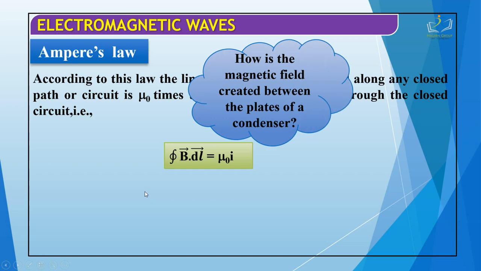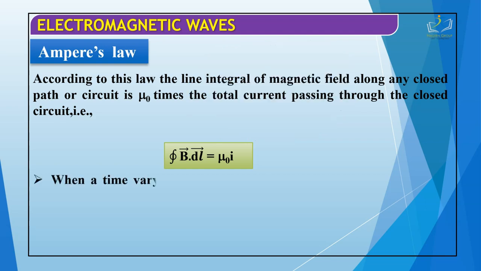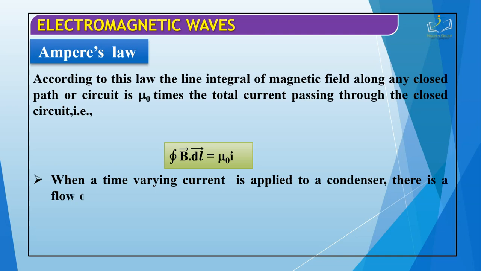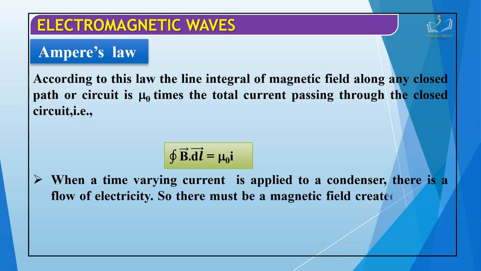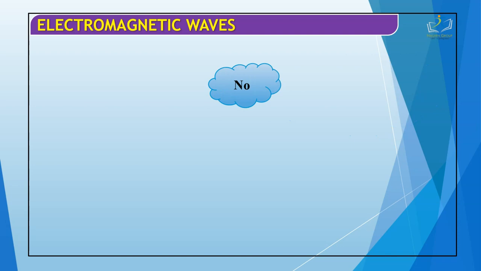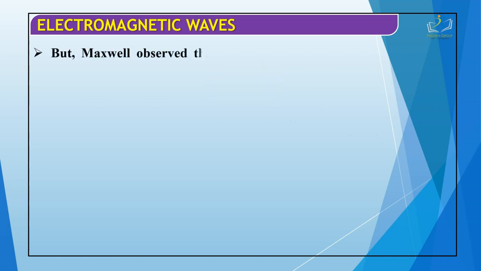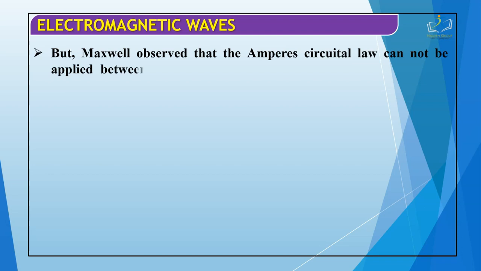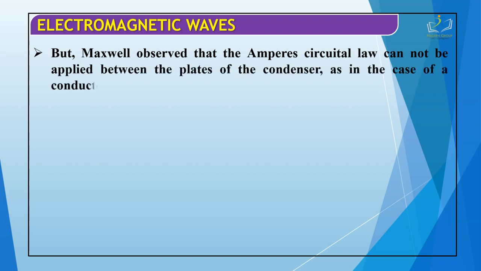So how is the magnetic field created between the plates of a condenser? When a time varying current is applied to a condenser, there is a flow of electricity, so there must be a magnetic field created between the plates of the condenser. Is Ampere's law applicable for the condenser? No, because Maxwell observed that Ampere's circuital law cannot be applied between the plates of a condenser.